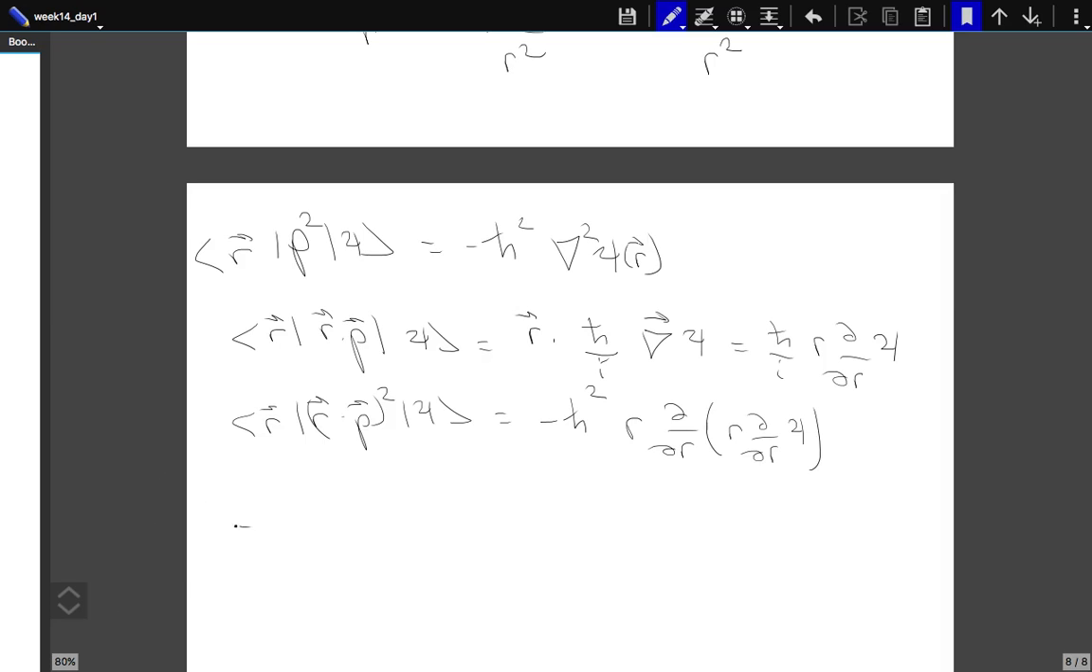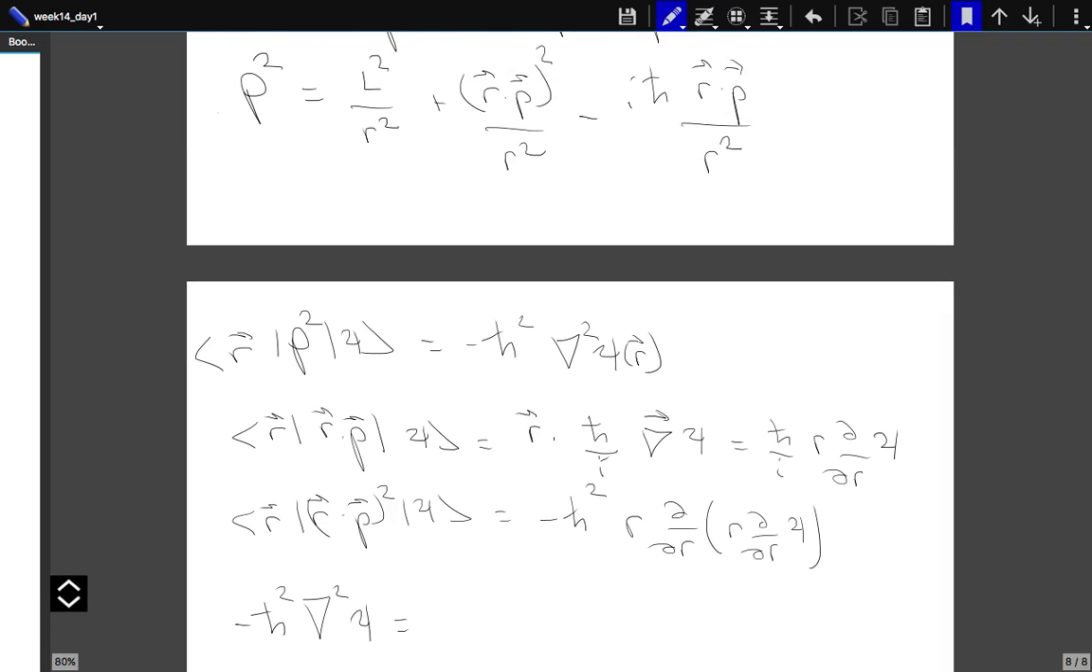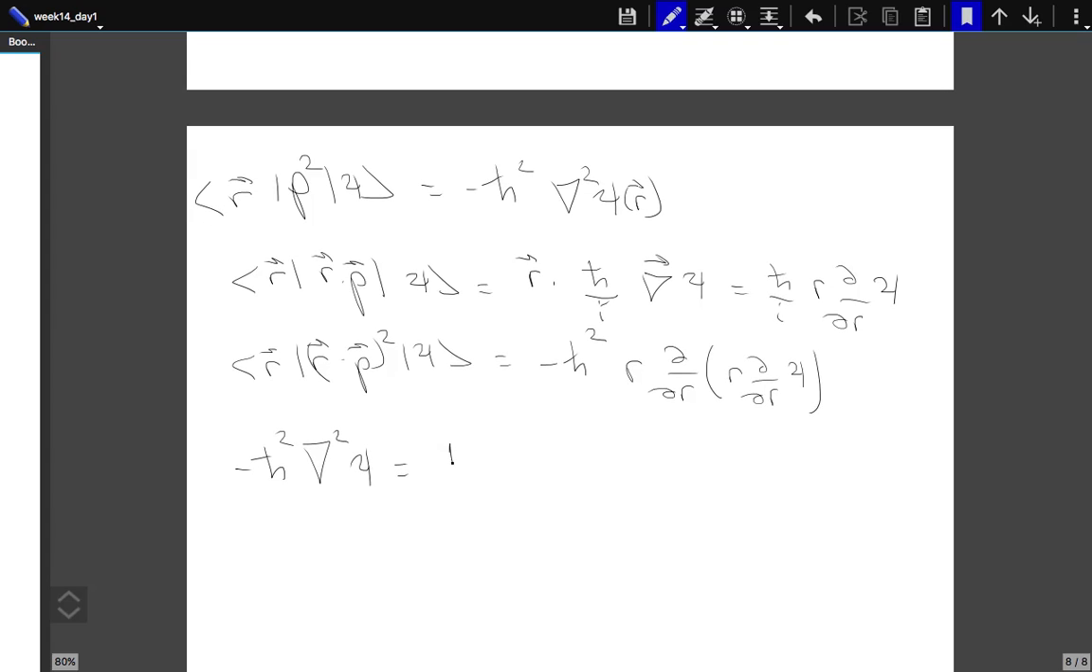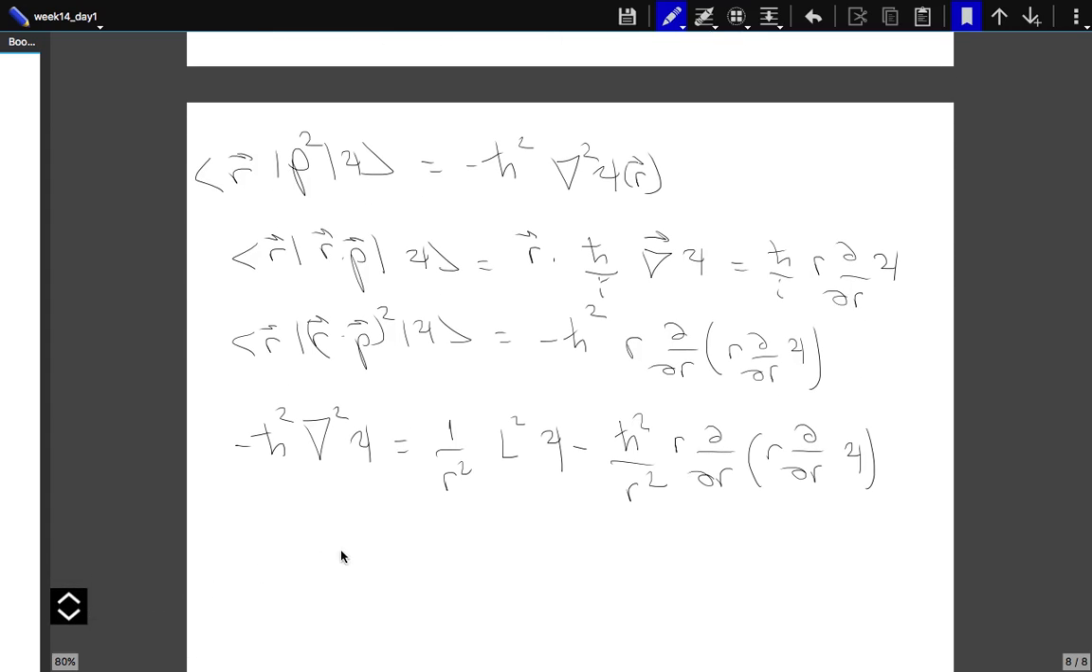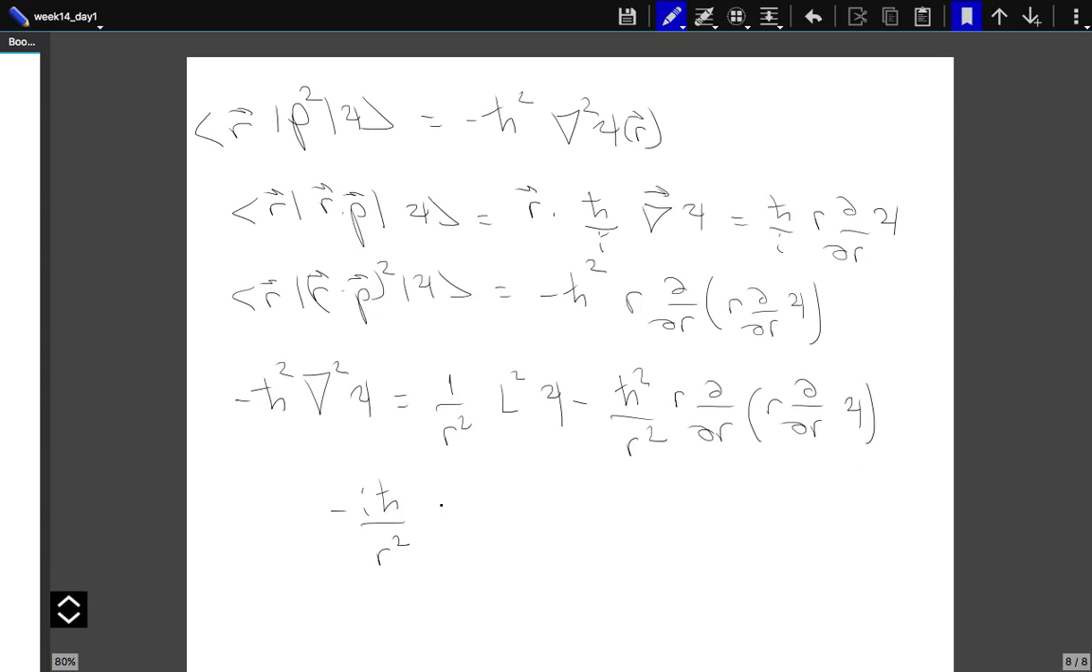So now finally, the piece minus h bar squared, the Laplacian of psi, is equal to the L squared over r squared term, 1 over r squared times L squared acting on psi. Here this L is the differential operator now. And now we have plus 1 over r minus h bar squared over r squared r del over del r of psi, minus i h bar over r squared times r dot p. R dot p is h bar over i r del over del r of psi.